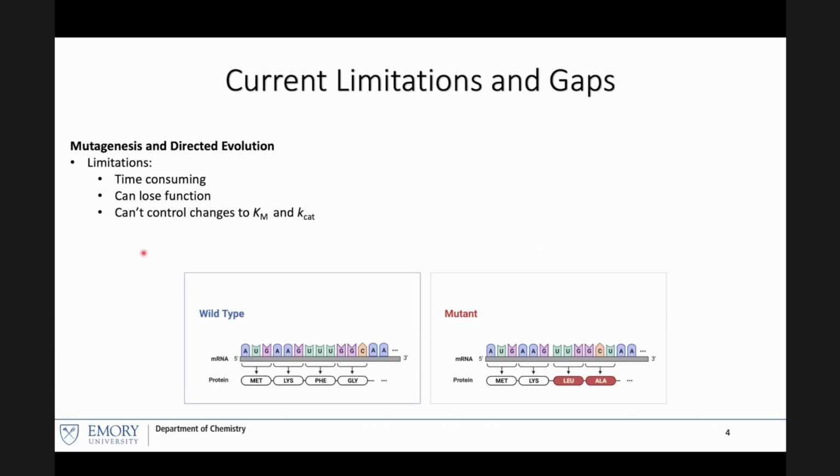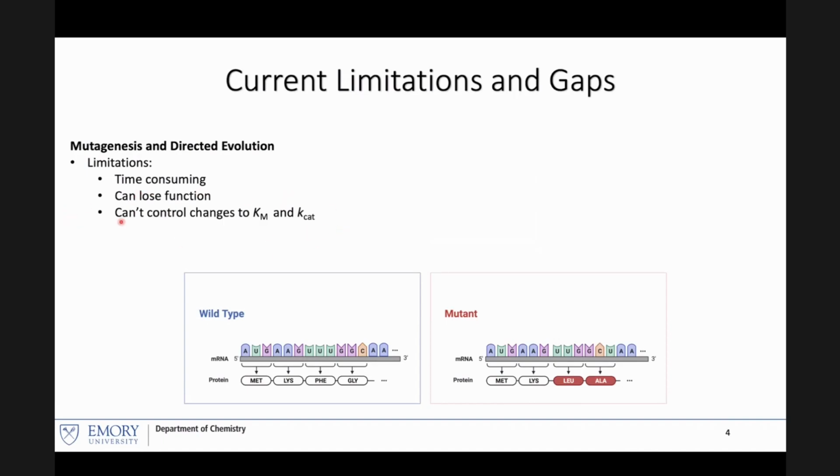But the biggest thing I want to focus on for my talk is that I can't control changes to Km and Kcat. And I feel like these are terms that, if you're currently in school, are super foreign, because it's not something that you really look at anymore after undergrad. But because it's the basis for my talk, I will definitely come back to this.